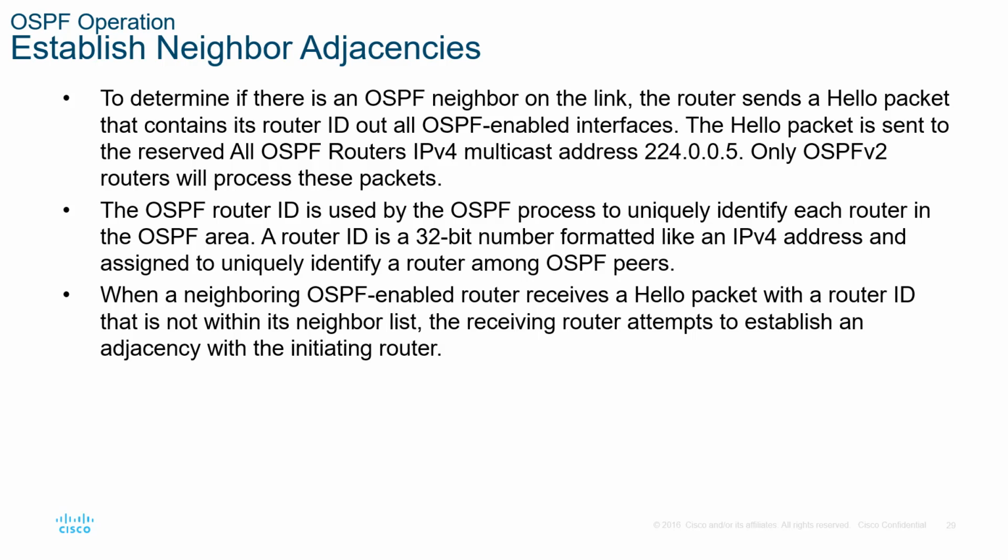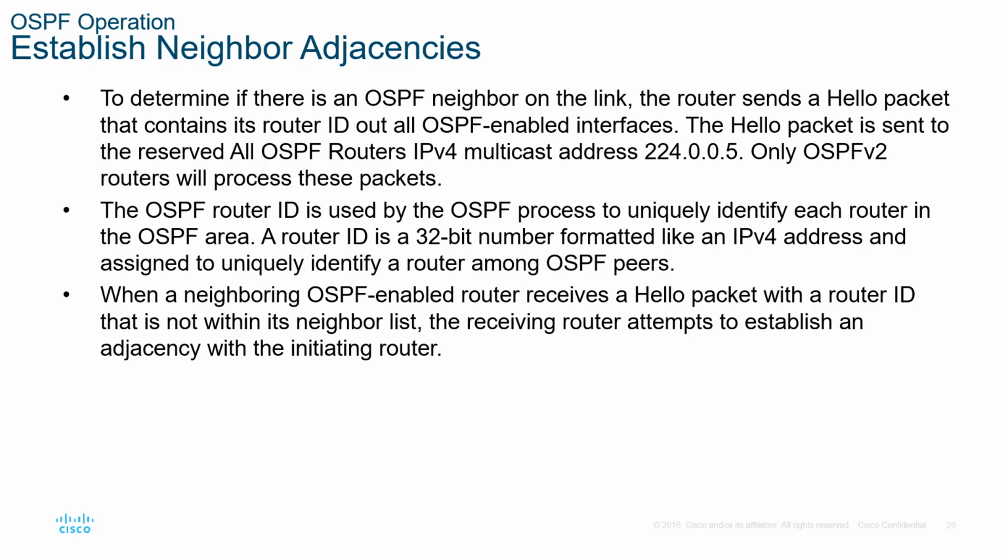The OSPF router ID is used by the OSPF process to uniquely identify each router in the area. The ID is a 32-bit number formatted like an IPv4 address, but is assigned uniquely to each of the devices. You'll notice in the Cisco material, we keep them very simple: 1.1.1.1, 2.2.2.2, 3.3.3.3, and so forth. In the real world, you'll have a documented network map, and you'd have the IDs laid out appropriately.